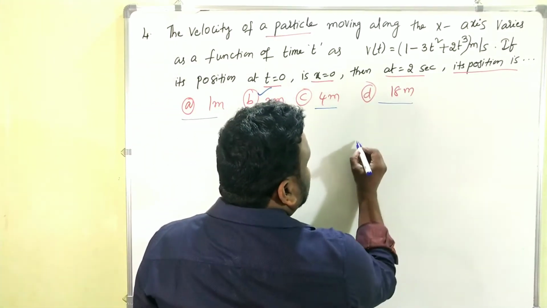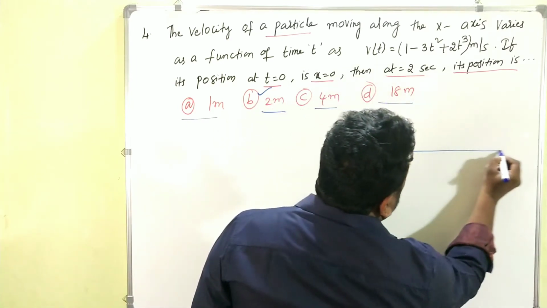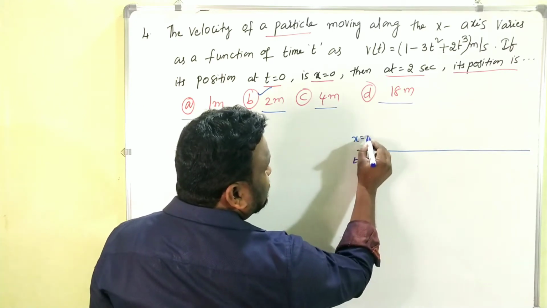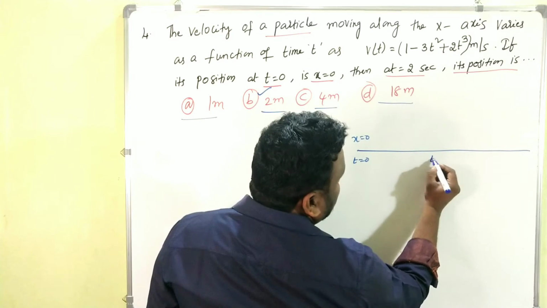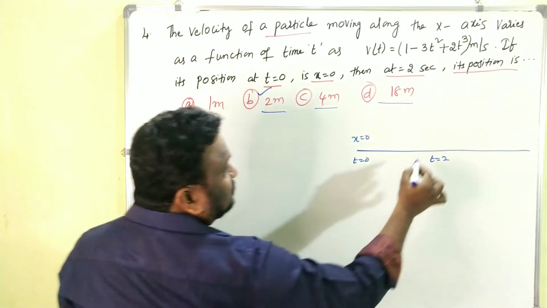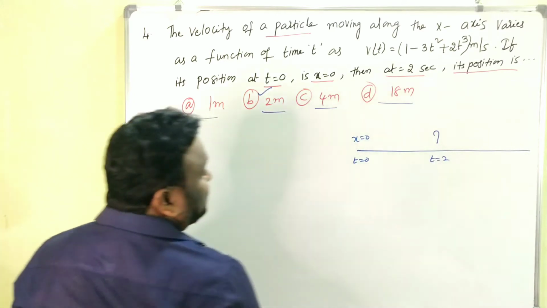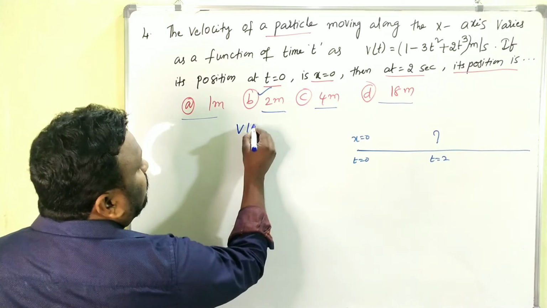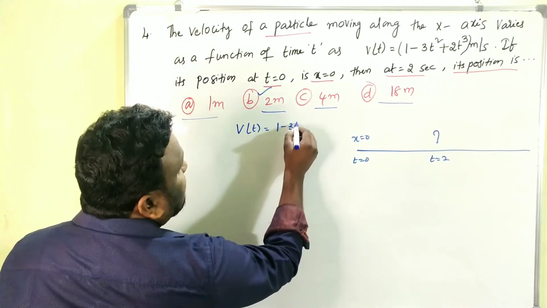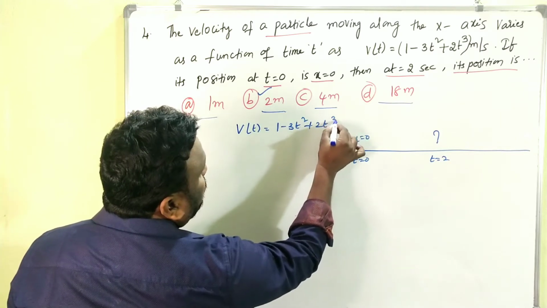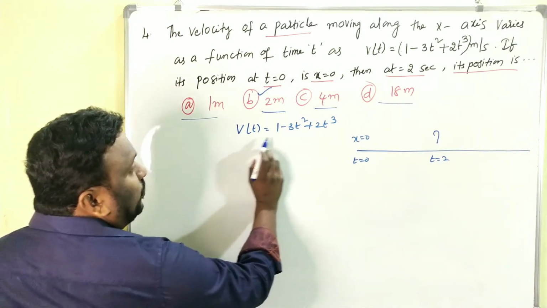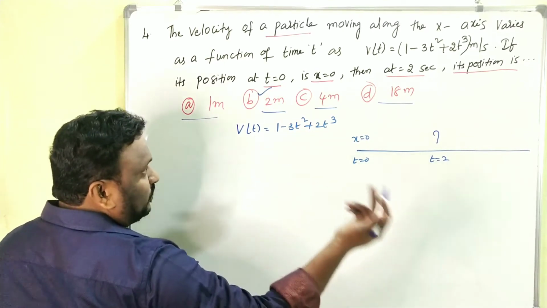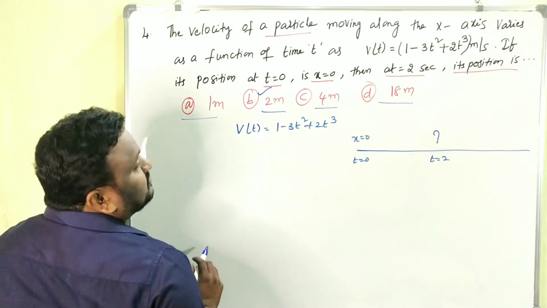What was given? This is the x-axis. At this origin t equals 0, then x equals 0. When t equals 2 seconds, what is its position? So we want to find the position at the time t equals 2 seconds. For that, it was given only one clue: v of t is equal to 1 minus 3t square plus 2t cube. The given thing is velocity, but we have to find the displacement or position.